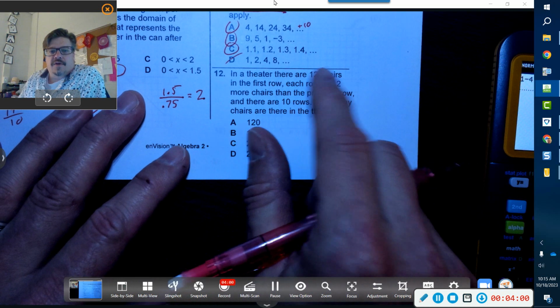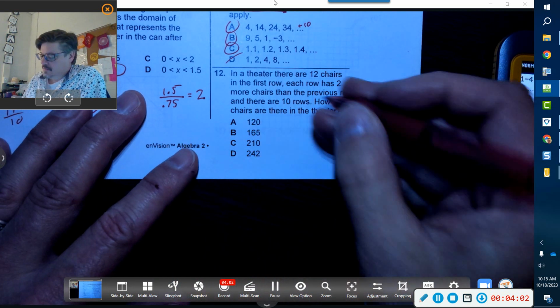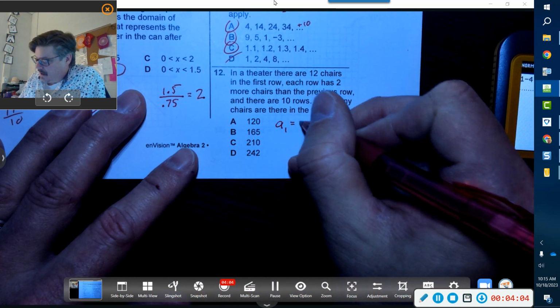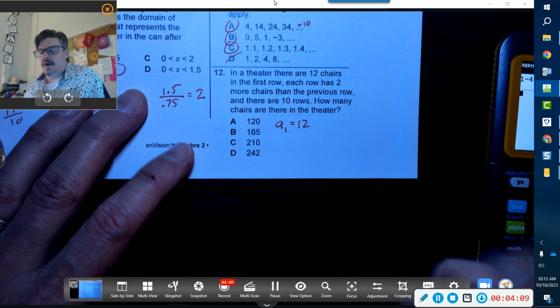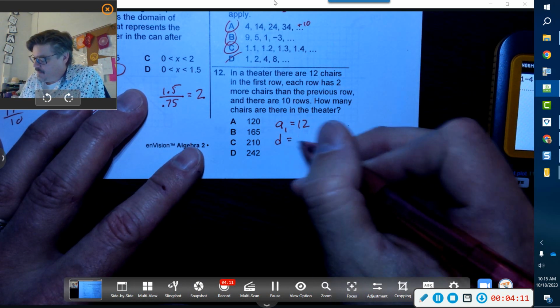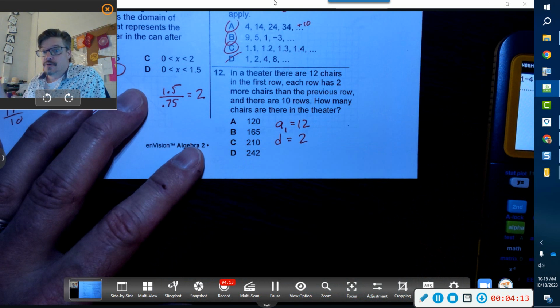Alright, now in the theater there are 12 chairs in the first row. Okay, so already I know that my A sub 1 is 12. Each row has 2 more chairs. Okay, so as I move up, I go up by 2.